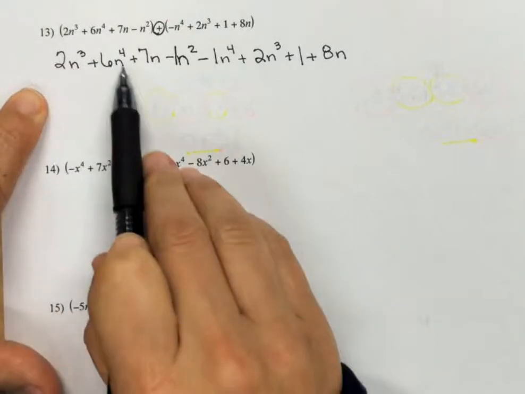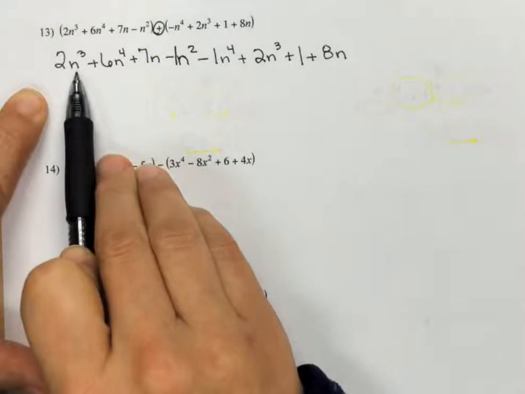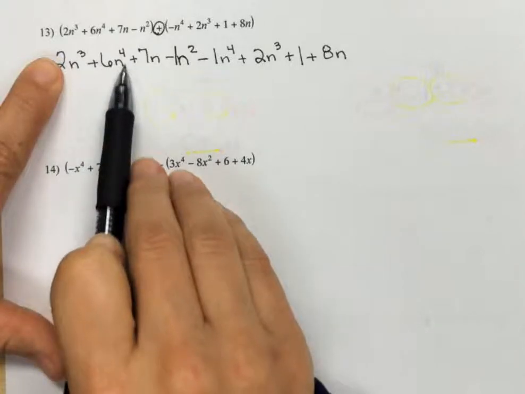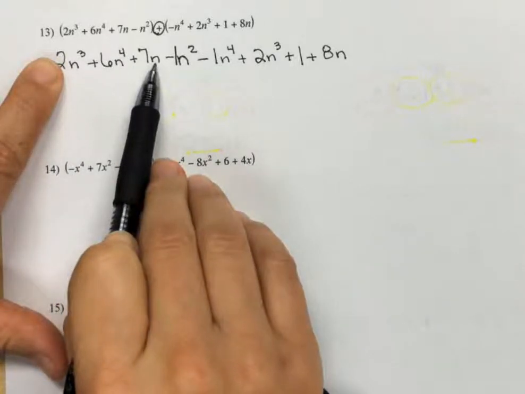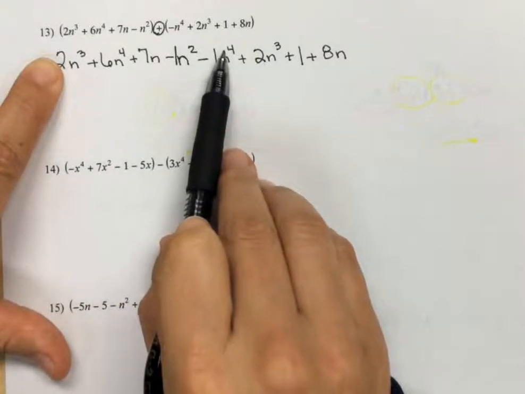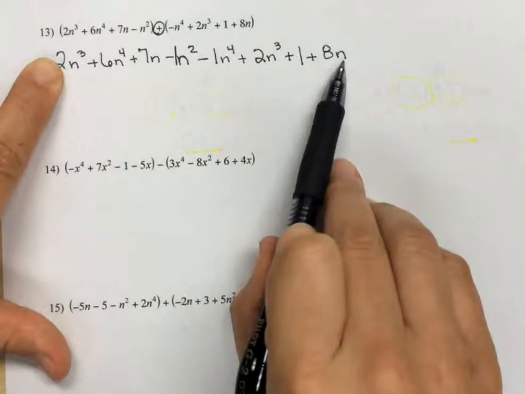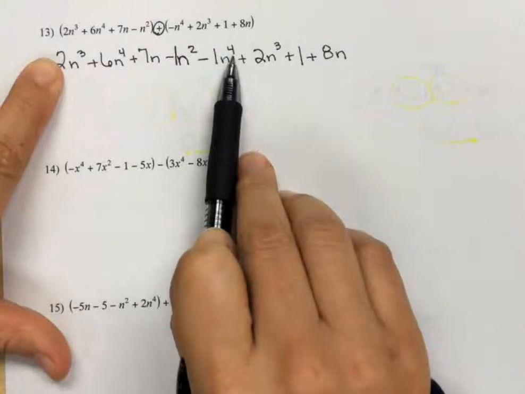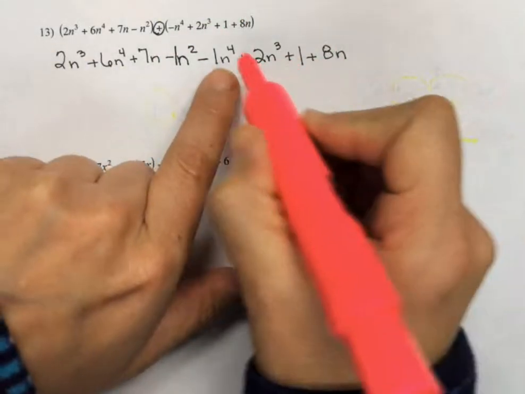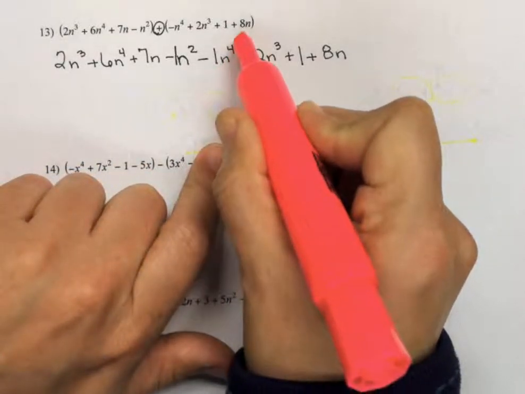We're going to look at our variables. Our variable is n. So let's take a look at our exponents. We need to find the highest exponent. We have n to the third, n to the fourth, n by itself, n squared, n to the fourth, n to the third, no variable, and n by itself. 4 is my biggest number, so I'm going to circle or highlight any term with n to the fourth.